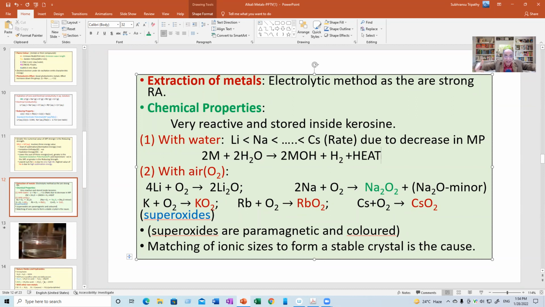Kinetics will tell you that the rate of reaction is directly proportional to the surface area. So since cesium has the lowest melting point, it melts very fast and spreads very fast. So the reactivity is the fastest.